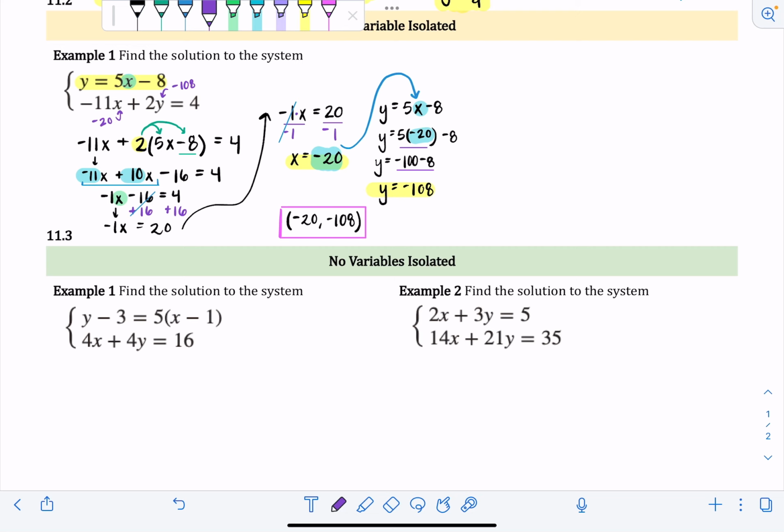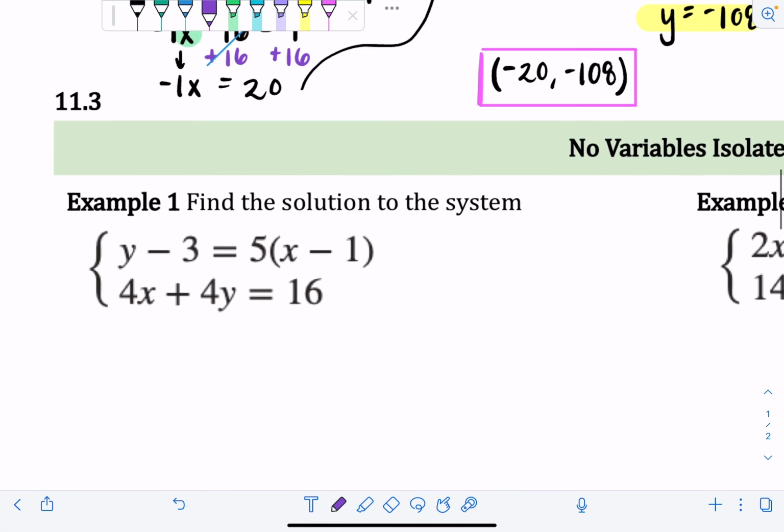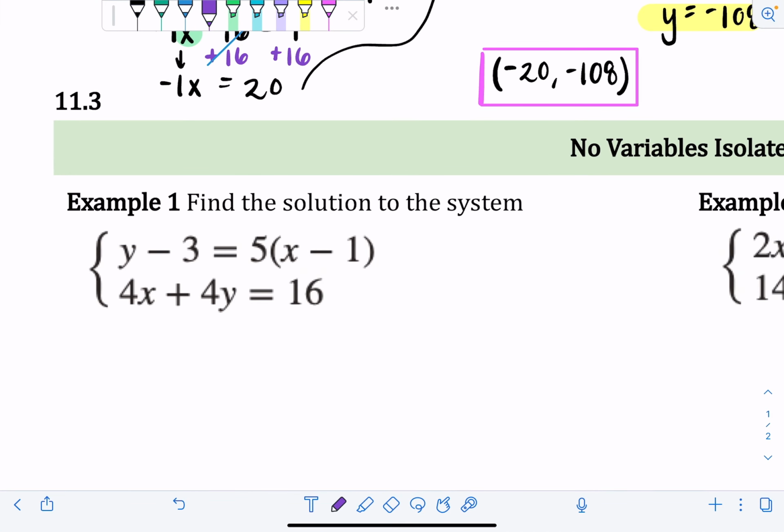Okay, so there's more than one route that you can take on each of these problems. Just know that solving systems is one of those types of math problems where you can go about it a completely different way than I do, and still end up with the right answer, and that's totally okay.